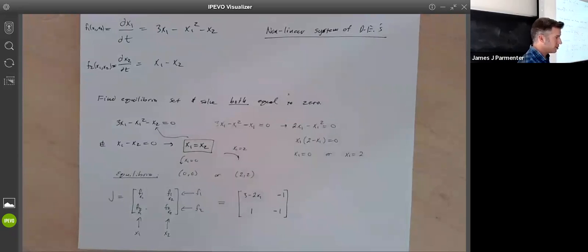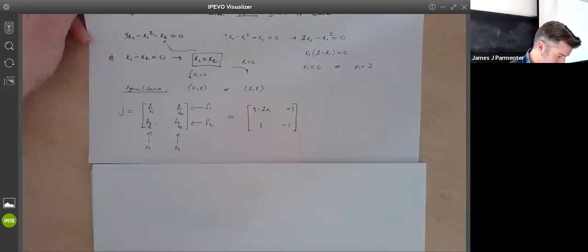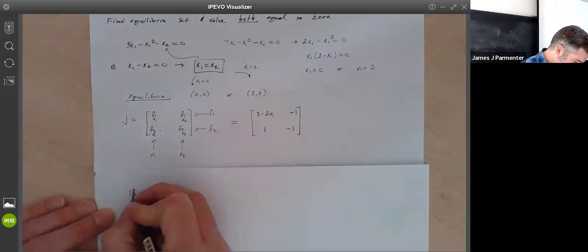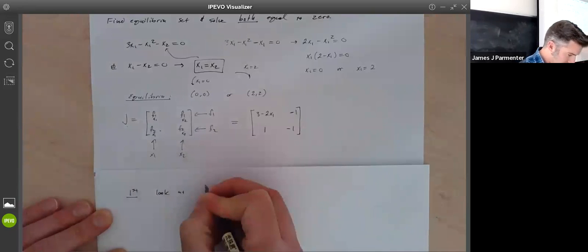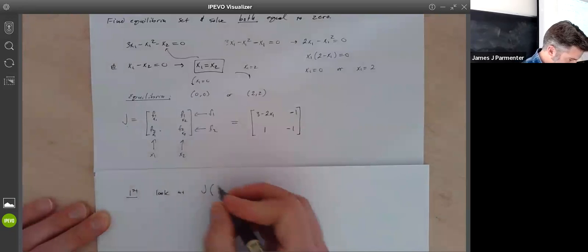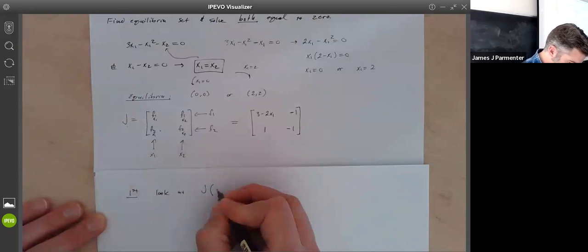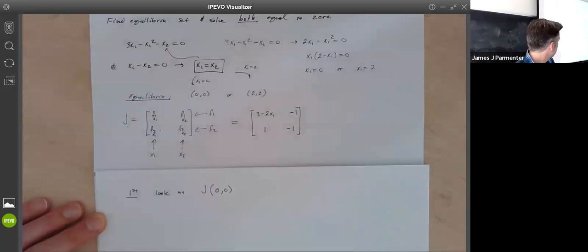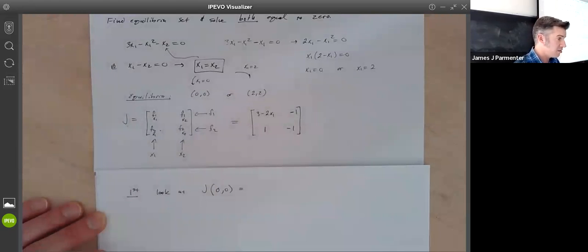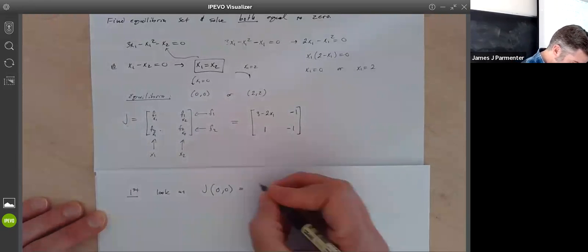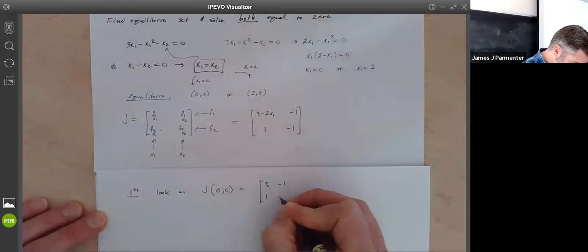Now we're going to look at this Jacobian at the two different equilibria. First, we're going to look at the Jacobian evaluated at 0, 0, which is not exciting, but fine. So looking at J of 0, 0, I'm just plugging in 0 for x1 and 0 for x2. So we get 3, negative 1, 1, negative 1.